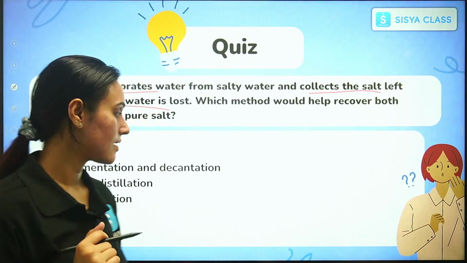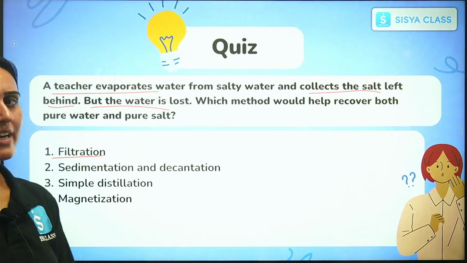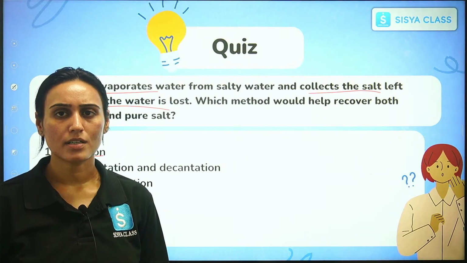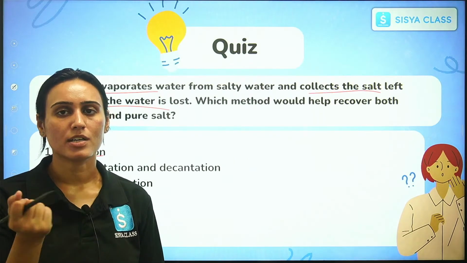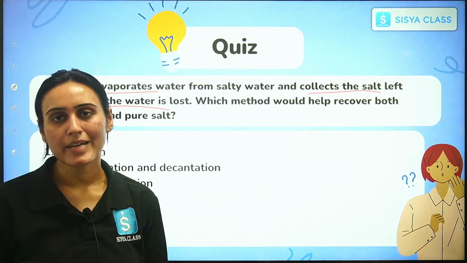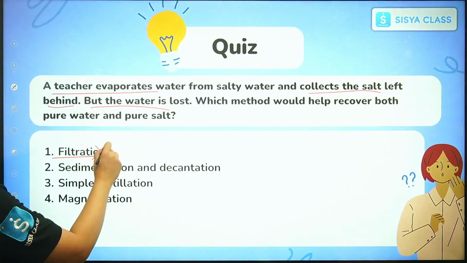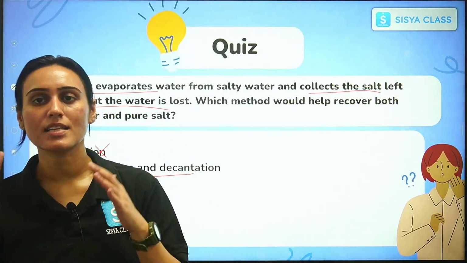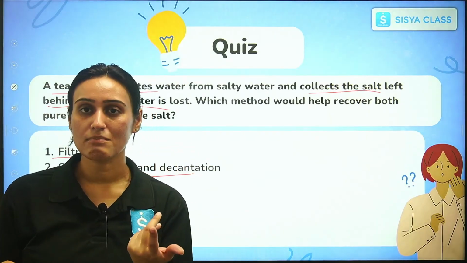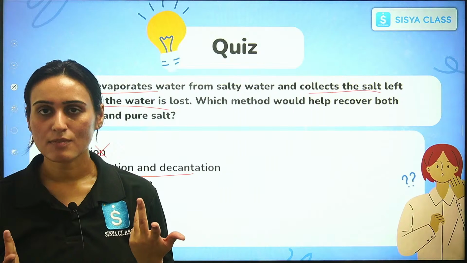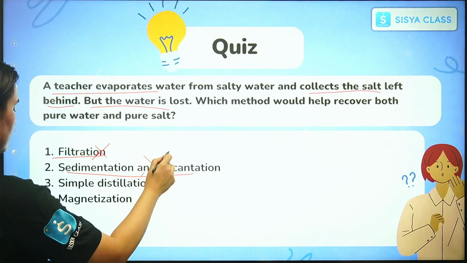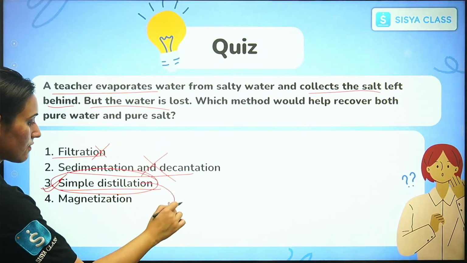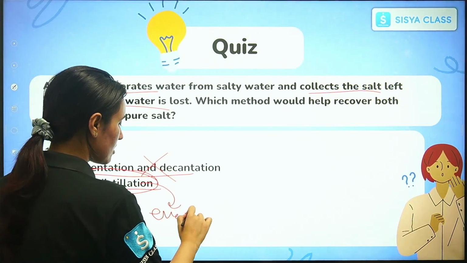Let's see the options. Can we do filtration? How will the filtration work here? Salt is completely soluble in water. So if you filter it, salt plus water, both will pass through. You can't separate them by filtration. Can we do sedimentation and decantation? Again, sedimentation and decantation is used when you have two insoluble components. In this case, salt completely dissolves in water. So this will also not work. Simple distillation, this will help us. In simple distillation, we will do evaporation and condensation both.